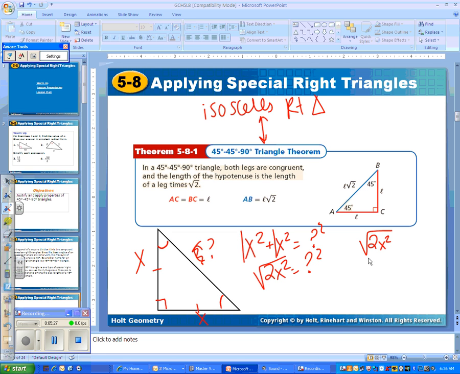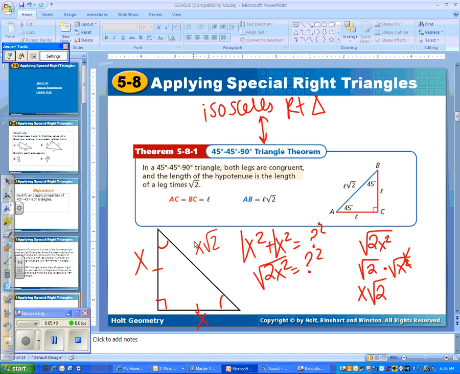Well, we can break this up into a radical 2 times a radical x squared. Now, radical 2 we cannot simplify. That's a prime number. X squared, though, what's the square root of an x squared? Well, these cancel each other out, and we have an x all by itself. So x radical 2 will be the hypotenuse if this side is x and this side is x.